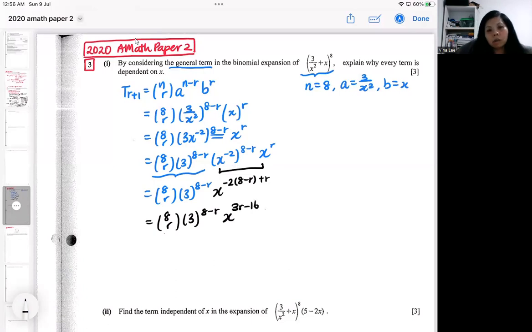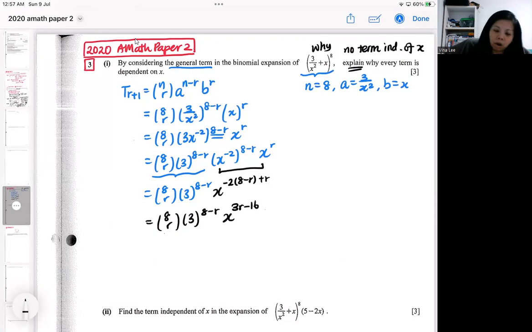Okay, after you've gotten your general formula, your job is to explain why every term is dependent on x. That means every term there is an x. So in another way, your job is to explain why there are no terms independent of x. So that means there are no constants at all. Every term there is an x. So that's what they are trying to say. So how are we going to explain?